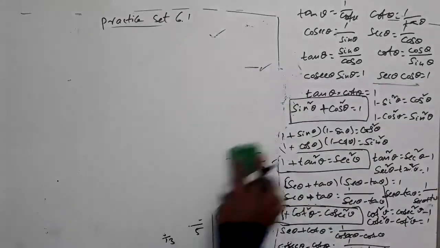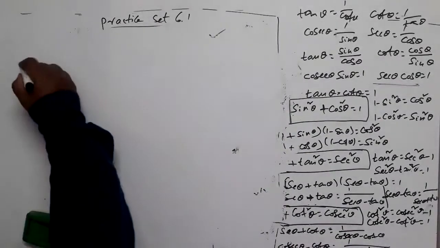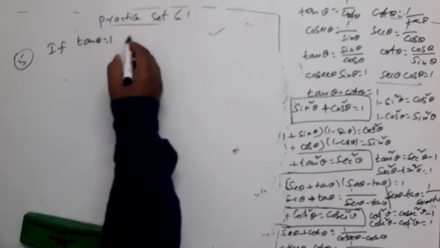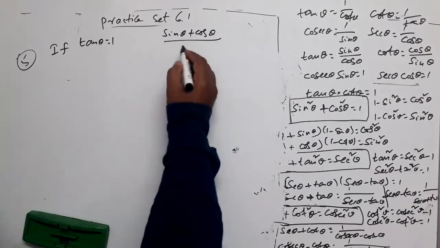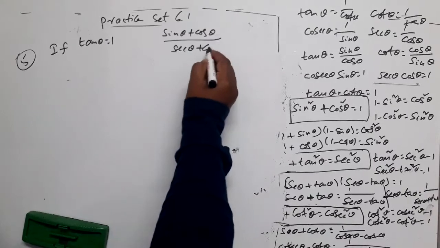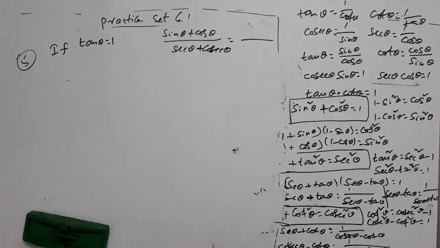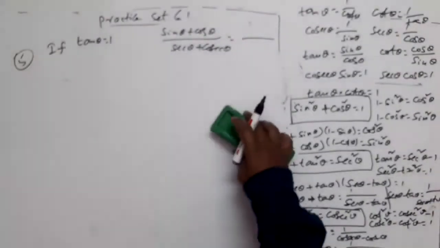Question number 5. If tan theta is equal to 1, then find the value of sin theta plus cos theta upon secant theta plus cosecant theta. This is the question. Yes, what shall we do? Many methods we can use for any question, right? Which is the easiest method for you, or what is the idea you have got for that particular question? You take that idea and proceed, no problem.